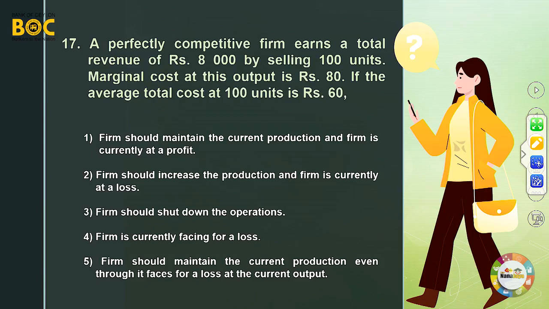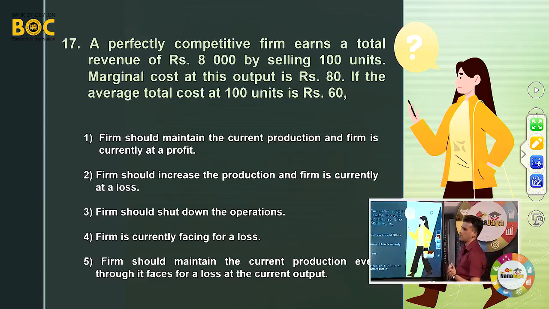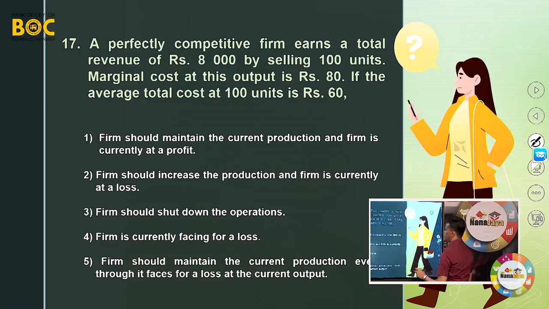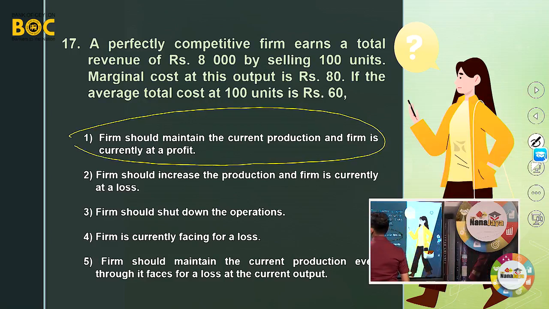Firm should shut down the operations. There is no reason for them to shut down the operations as they are at a profit. Firm is currently facing a loss is wrong. Firm should maintain the current production even though it faces a loss, that is also wrong. We found out that the firm is at a profit. So therefore, answer number 1 should be the answer for question number 17. I think you understood.